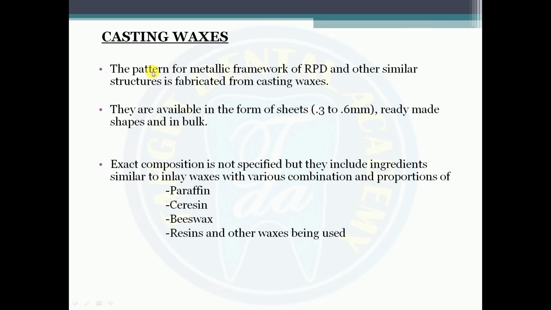Coming on to the casting wax, the pattern for the metallic framework of RPD removable partial denture and other similar structures is fabricated from the casting wax. They are available in the form of sheets that range from 0.3 to 0.6 millimeter, ready-made shapes, and in bulk, as you all know. Exact composition is not specified, but they include ingredients similar to inlay wax with various combinations and proportions of that of inlay wax, like paraffin wax, carnauba wax, beeswax, resin, and other waxes being used.